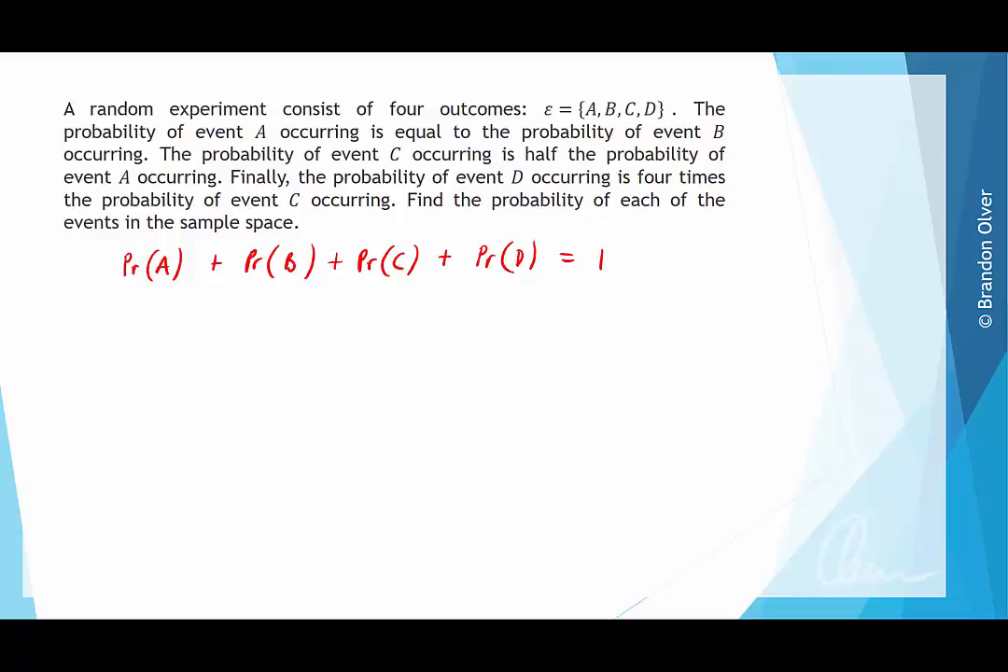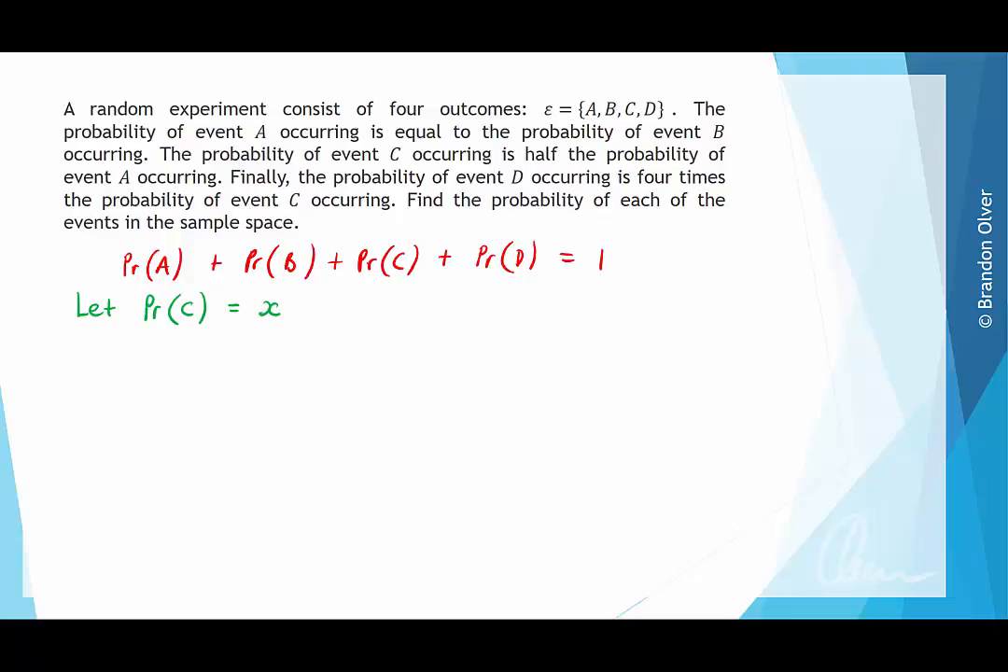Now what we need to do is represent the probability of A, B, C and D all in terms of just one of the probabilities. So I'm going to let the probability of C equal x. And now you'll see why I've done that in a moment, but it's the one that's the smallest of all the probabilities and the rest are all multiples of that.